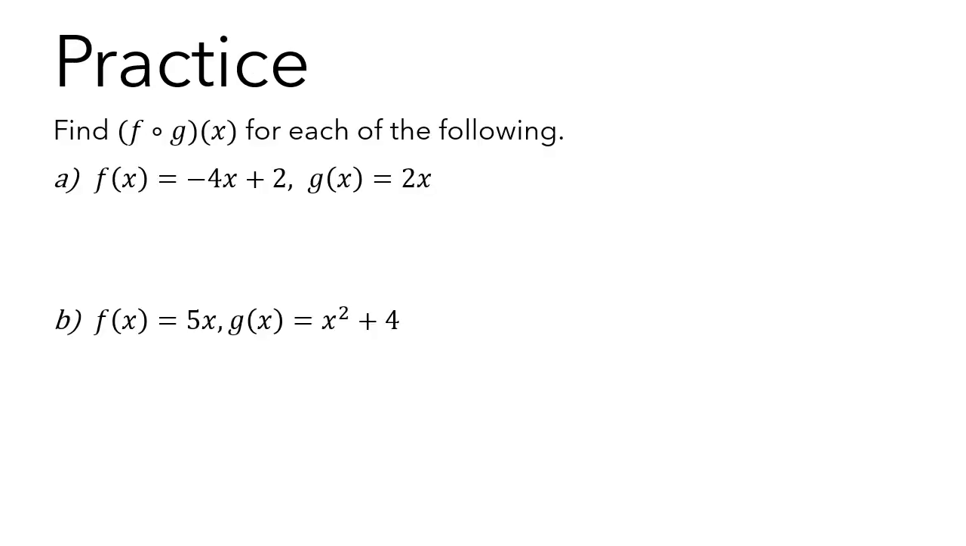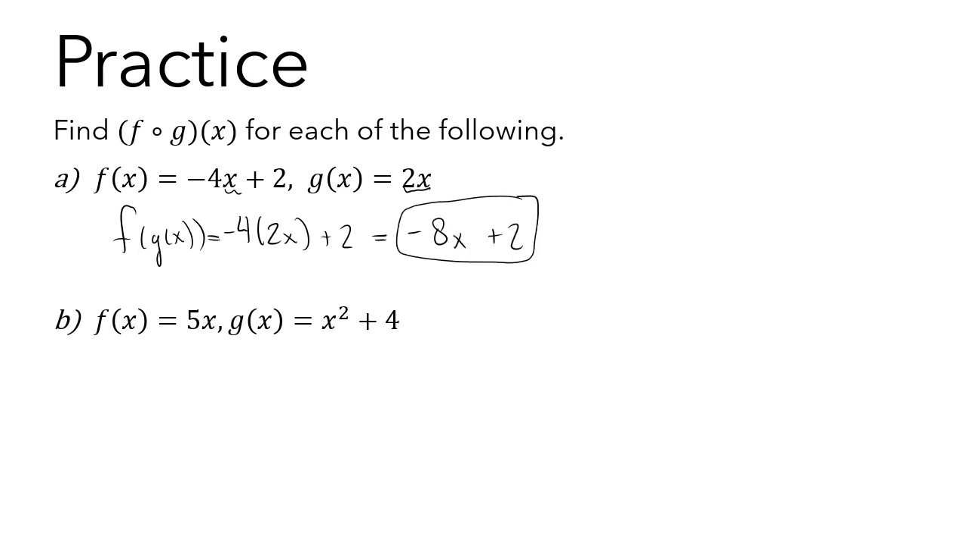Let's try some practice. So for each of the following, we're going to find f composed with g of x. We don't have to find g composed with f of x, just f composed with g of x. So let's do it for the first one. So g of x is going to go on the inside, and with this first one I'll get negative 4, and then instead of x I'm going to put 2x, because that's what g of x is, plus 2. This simplifies to give me negative 8x plus 2, and that is my answer.